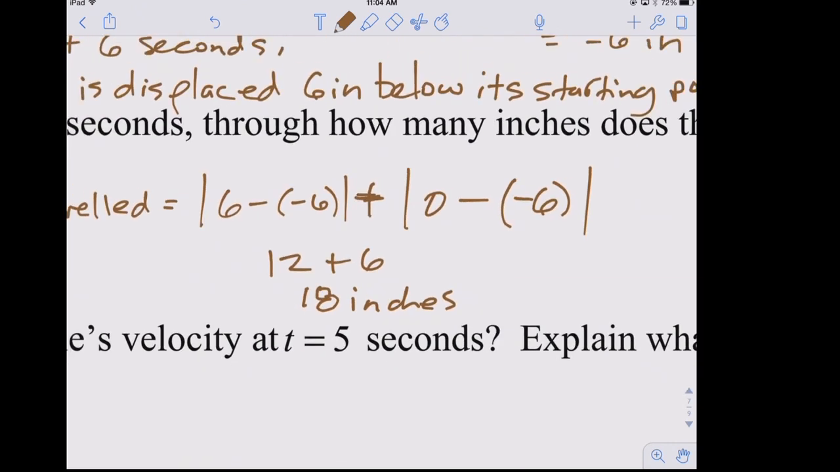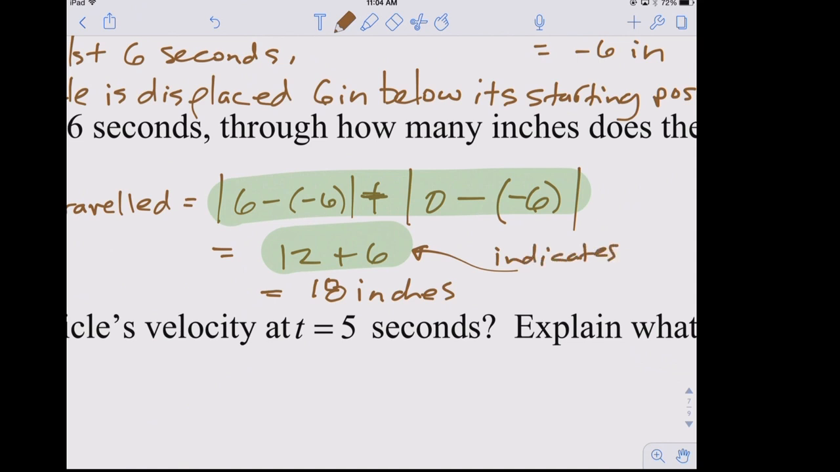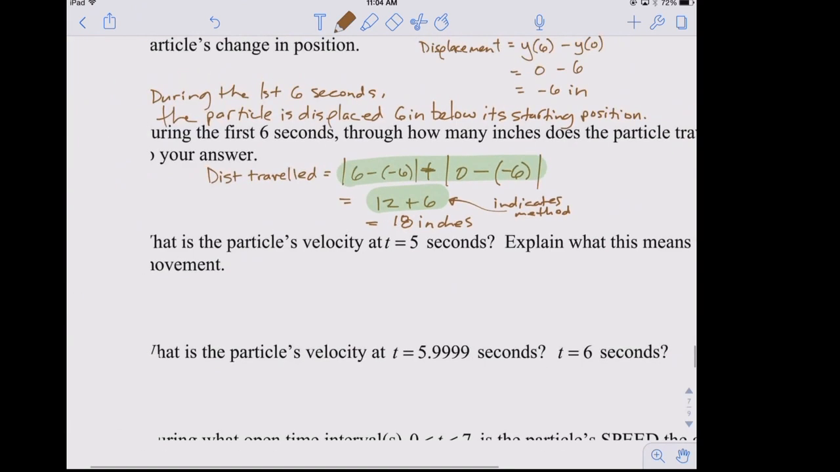Now, for something like this, you probably wouldn't have to show this step here, simply because from the graph you can kind of count. It is nice to show this step, though, 12 plus 6, because what 12 plus 6 does is it numerically indicates your method. And on a free response, in general, it's a bad idea to have something appear out of nowhere. But if you go 12 plus 6, you know, that's basically breaking it up into the two different movements, moving down and moving up, and adding them together.